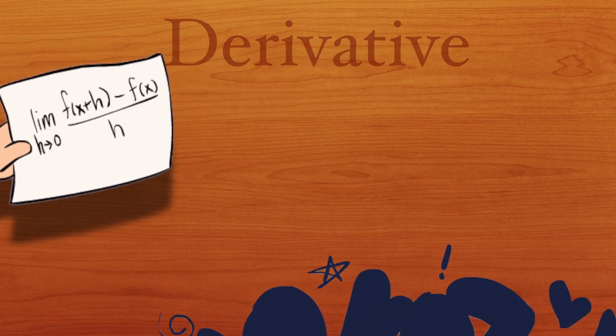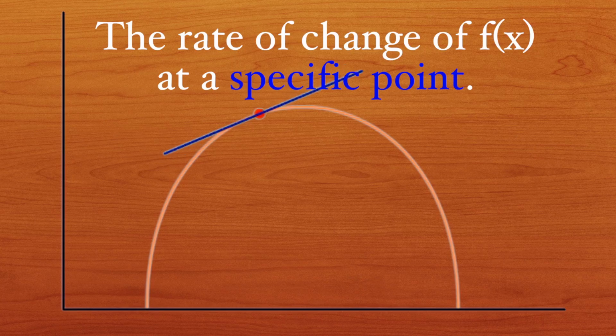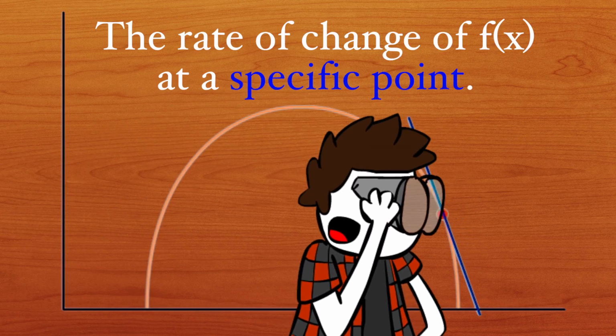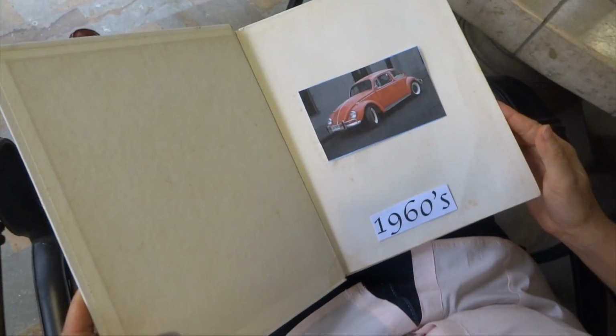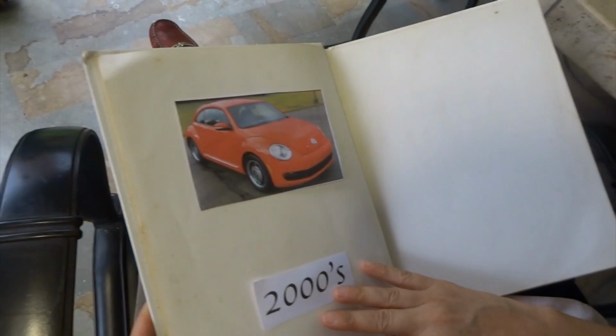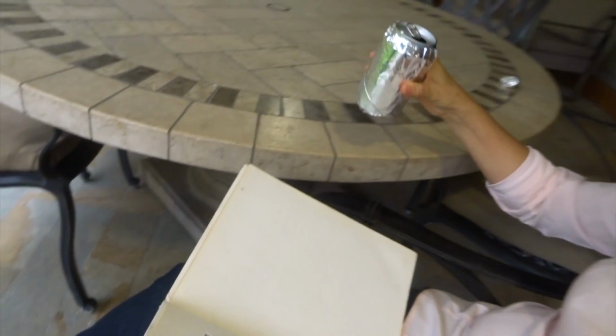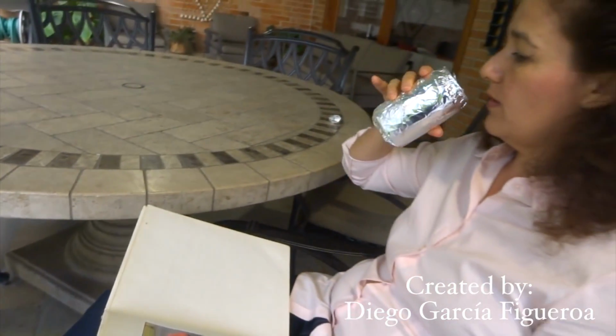In the simplest of terms, the derivative is basically the slope at one specific point. The cool thing is, optimization is everywhere around you. For instance, did you know that the new design of the Volkswagen Beetle minimizes wind resistance? Or the fact that all soda cans look the same because that shape uses the least amount of material?